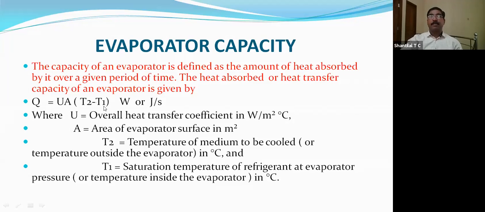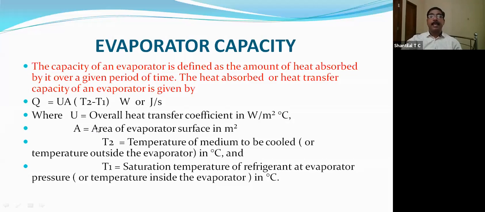Temperature difference means T2 minus T1, and Q is expressed in watts or joule per second, where U means overall heat transfer coefficient in watts per meter square degree centigrade. So what is U? U means heat transfer. How can we express it? It is expressed in watts per meter square degree centigrade.